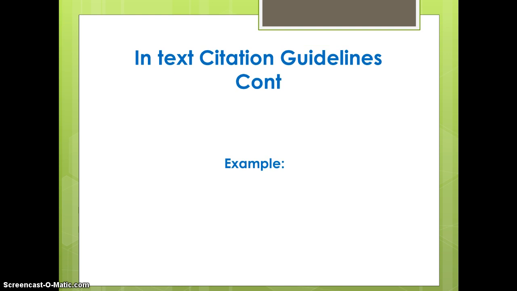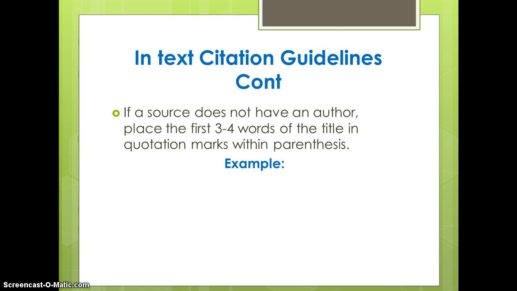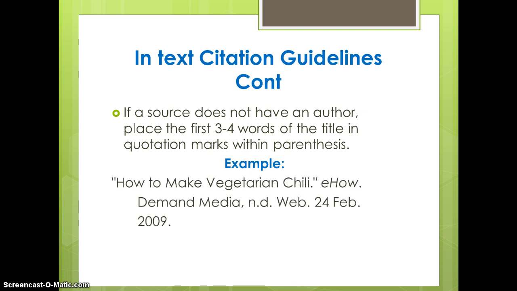The third rule tells you that if a source does not have an author, and believe it or not, many online resources do not, then you will use the first 3 to 4 words of the title. You're going to put those in quotation marks, okay? That's what's going to appear in the parentheses. So let's look at our example here. This is just a very general source, all right? How to make vegetarian chili.